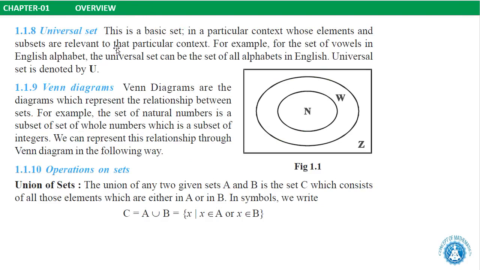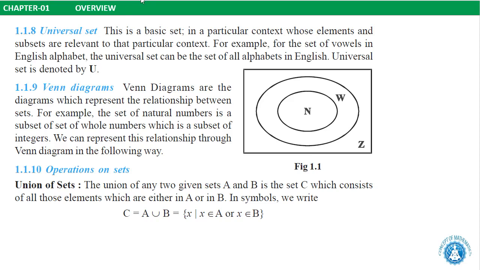Next is universal set. This is a basic set in a particular context whose elements and subsets are relevant to that particular context. For example, the set of vowels in English alphabet. The universal set can be set of all alphabets in English. Universal set is denoted by capital U.